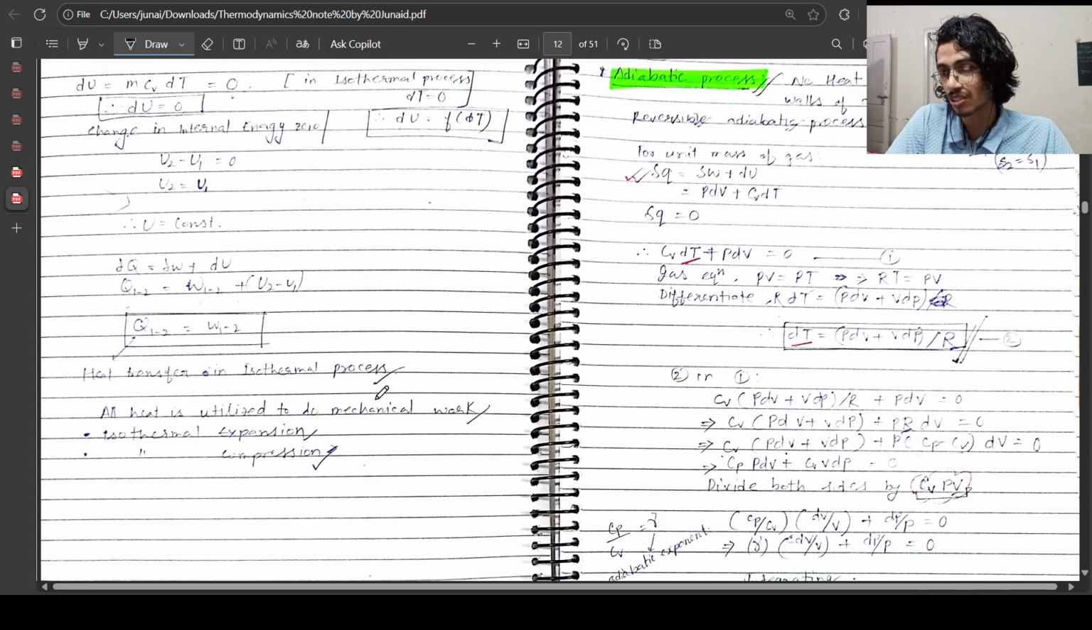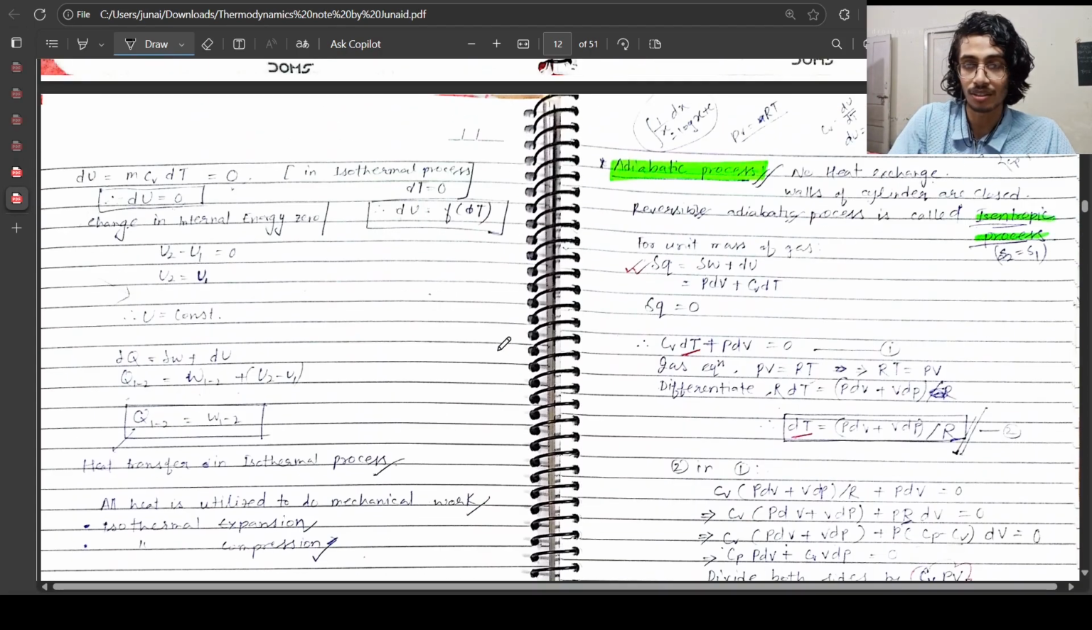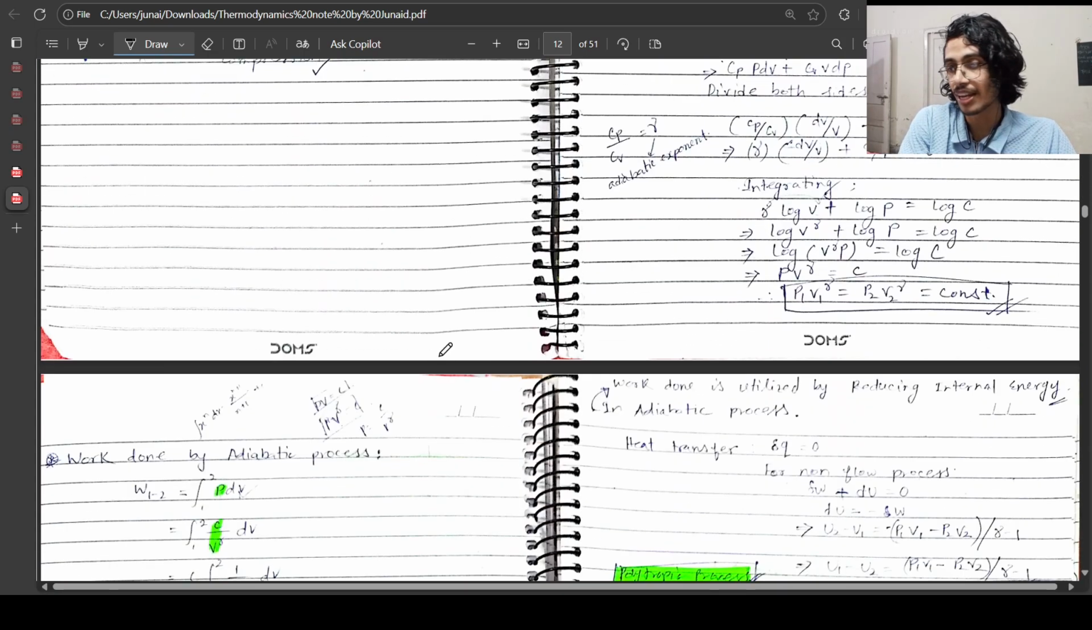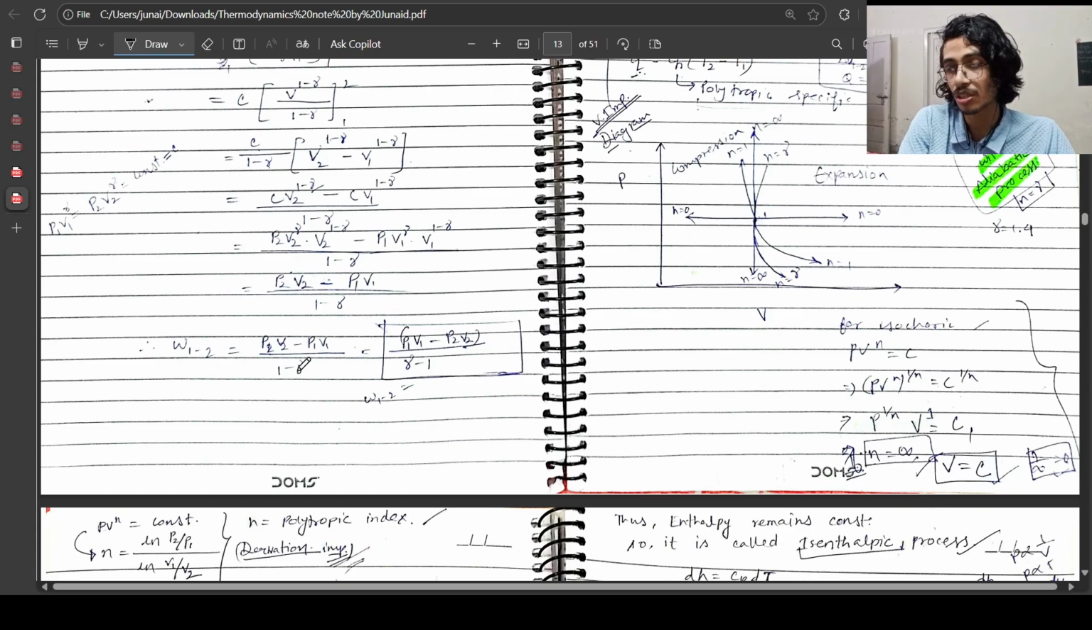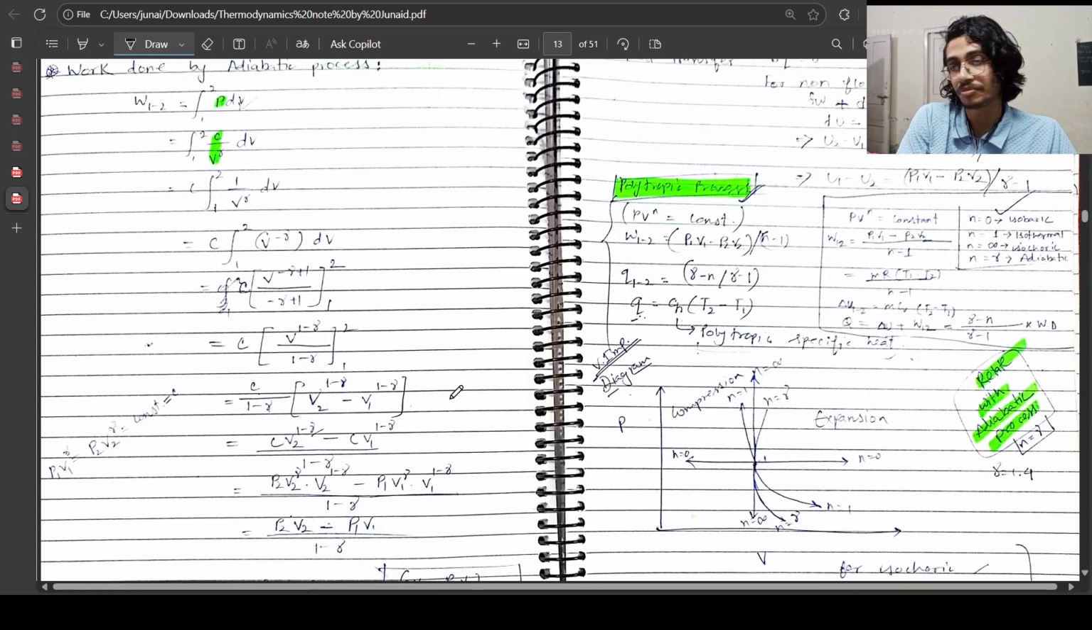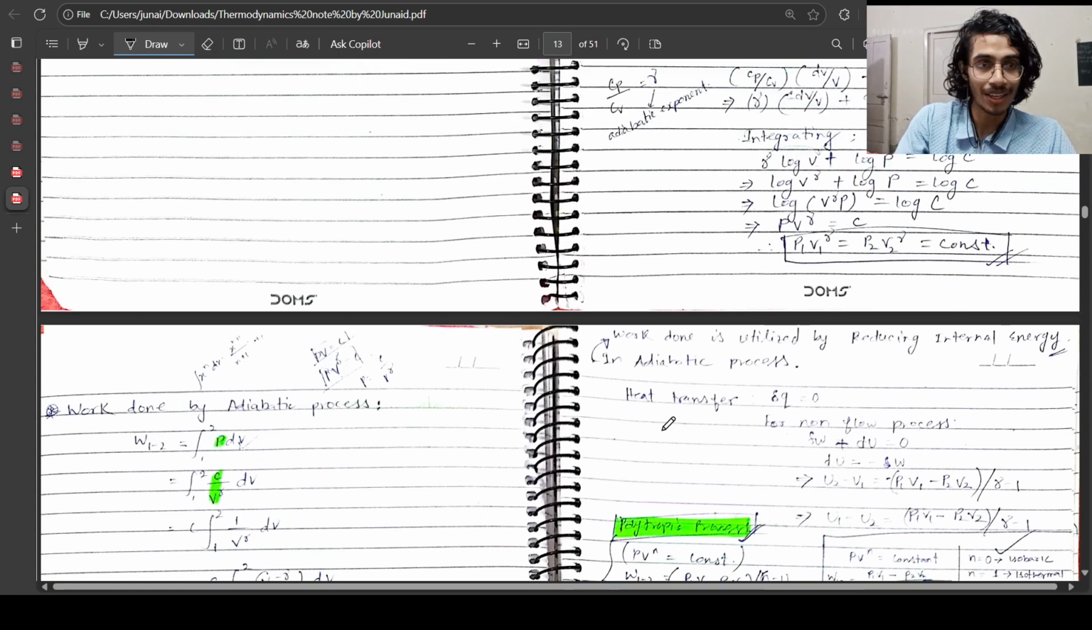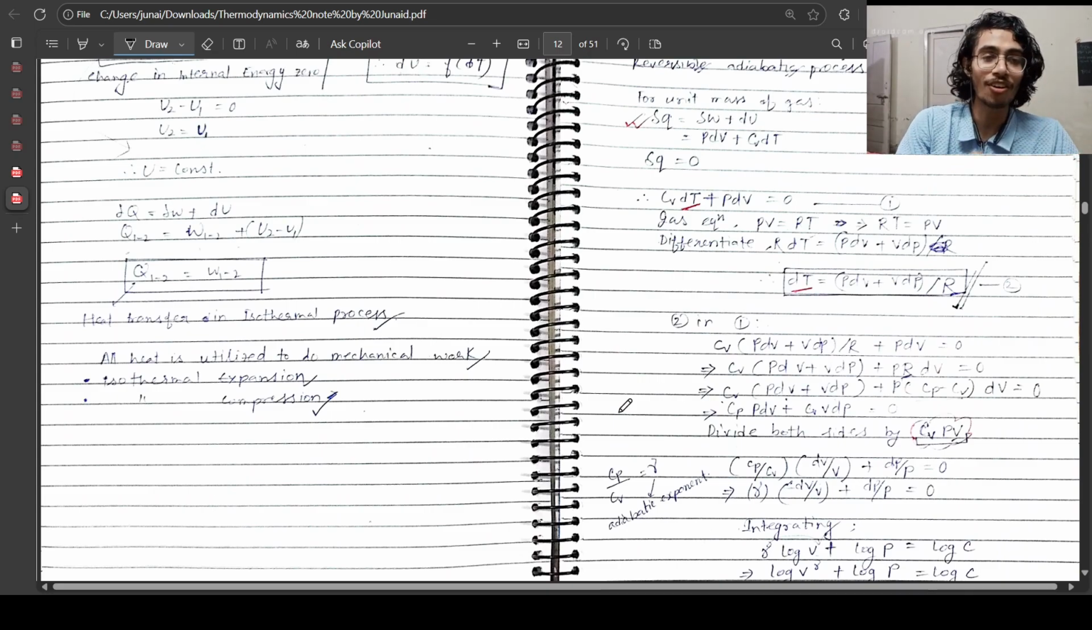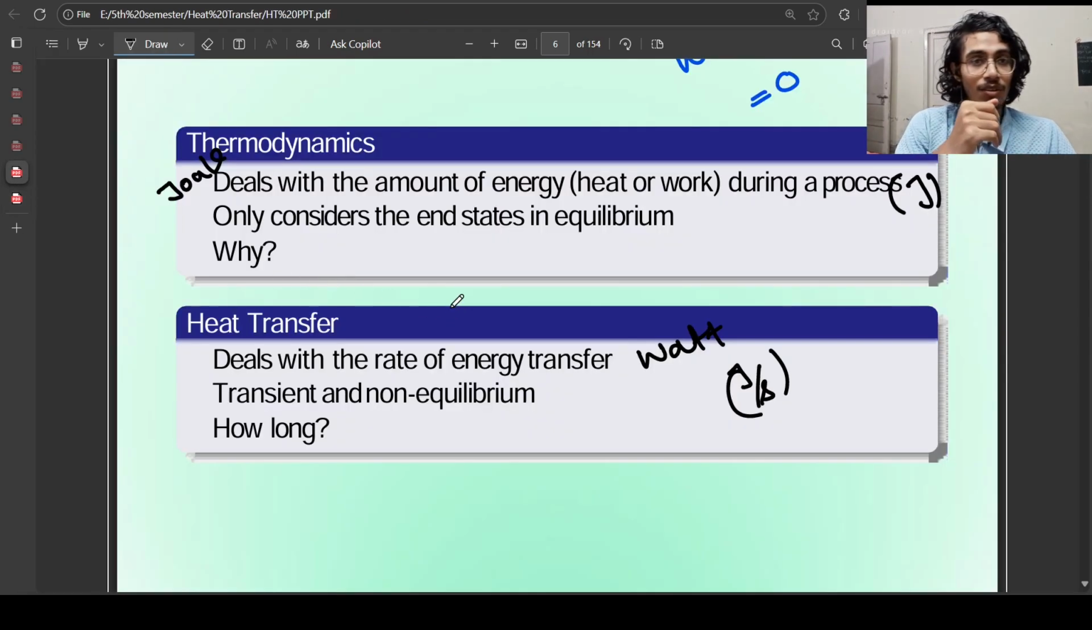In the adiabatic process, you had derived different equations. See here, in the adiabatic process, the work done equation is (P2 V2 minus P1 V1) over (1 minus gamma). And in the isobaric process, it is PdV. All of the units of this work done are in joule. But in heat transfer, you are also concerned about the rate of heat transfer, how the heat is transferred from one point to the other and at what rate. So this is the subsequent difference between thermodynamics and heat transfer. We have to be aware of this.